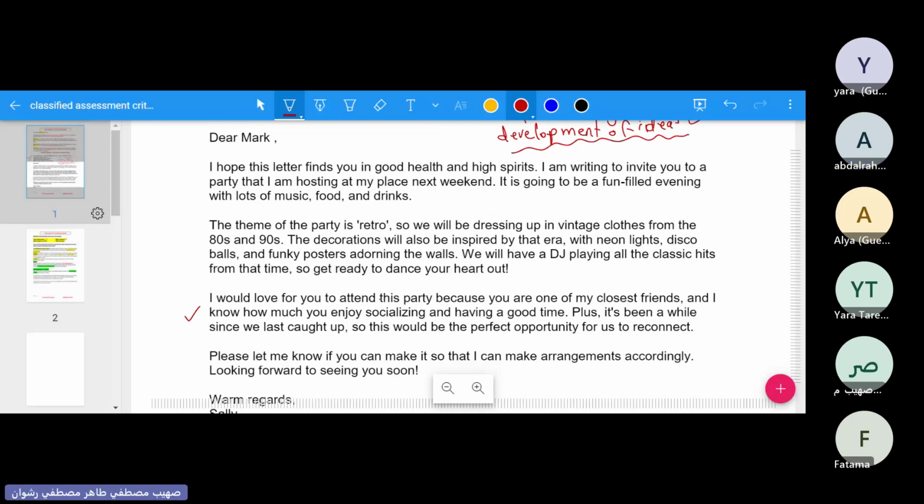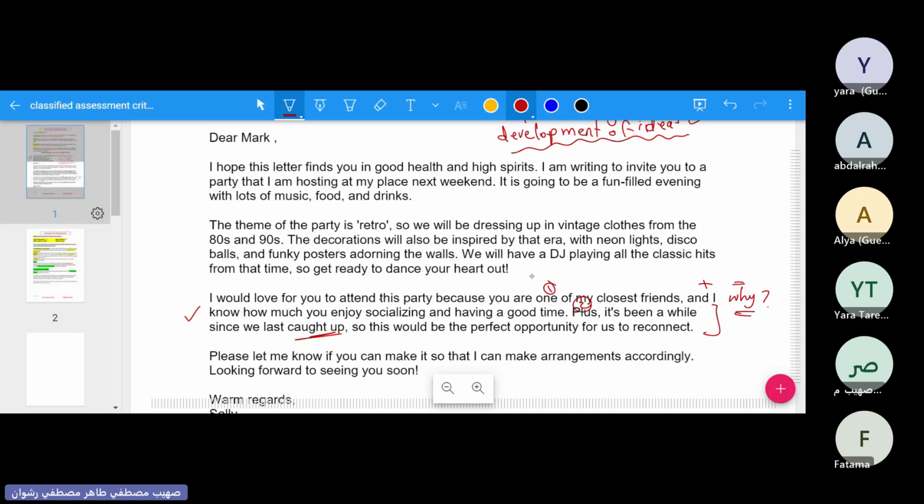But he already developed the idea successfully. Here we need to understand why he wants his friend to attend the party. Did he give relevant reasons? Yes. Number 1, he tells him that you are one of my closest friends, and also he added, I know how much you enjoy socializing and having a good time. Plus, he's adding a new idea: it's been a while since we last caught up. This is an informal expression. So this would be the perfect opportunity for us to reconnect. So the reasons are developed successfully.